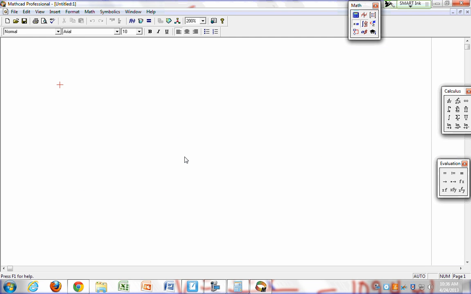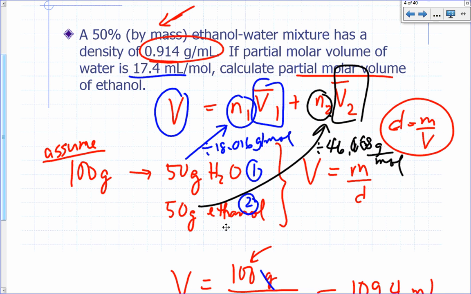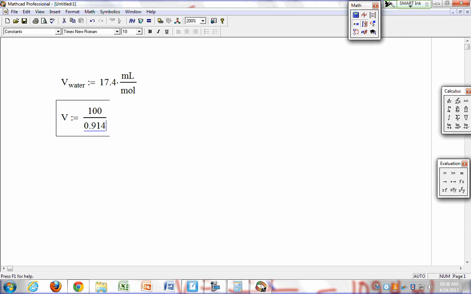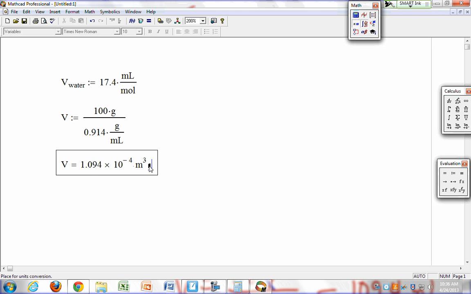So we have your given V water is 17.4 milliliters per mole. Okay, and our volume was 100 over 0.914 grams per mL. So 100 grams, so our volume is 109.4 milliliters.